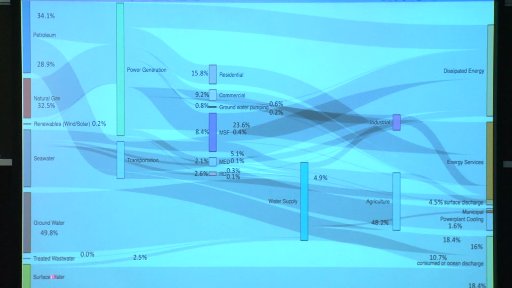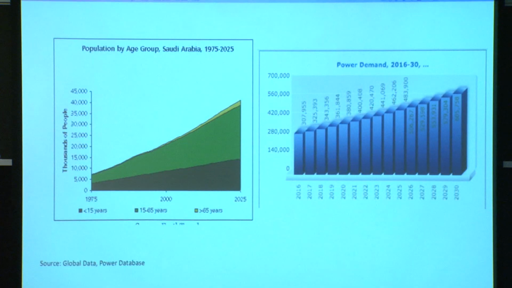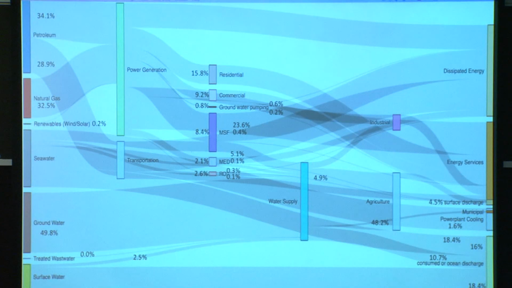This is something I want to look at in a few minutes. And then we have small amounts of treated wastewater. We have a surface water also, and it's going into consumed and ocean discharge. These are where they are distributed. So the previous diagram reflects the current state.